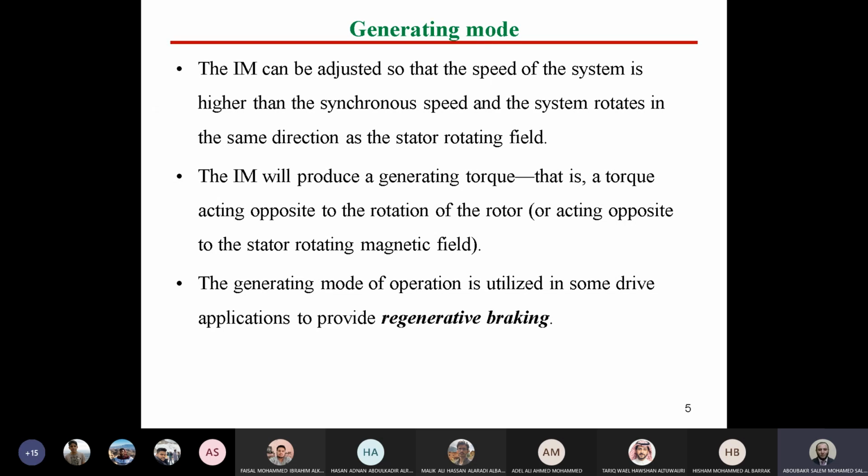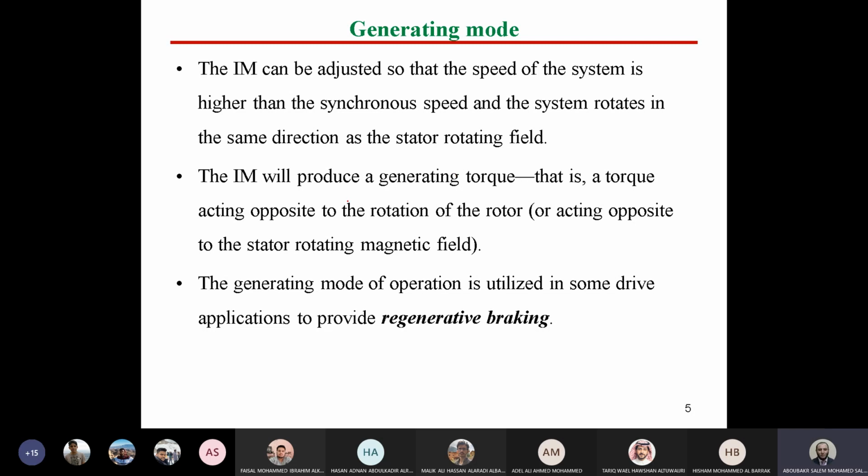What about generating mode? The induction machine can be adjusted so that the speed of the system is higher than the synchronous speed. So if you have a machine and you could increase the machine speed over synchronous speed by means of mechanical power, in this case, the system will rotate in the same direction. The speed will not be reversed.